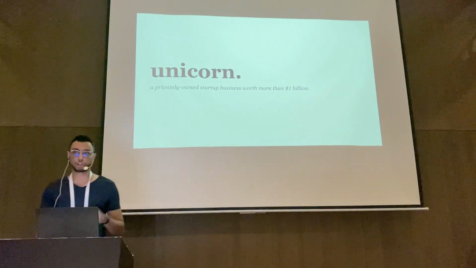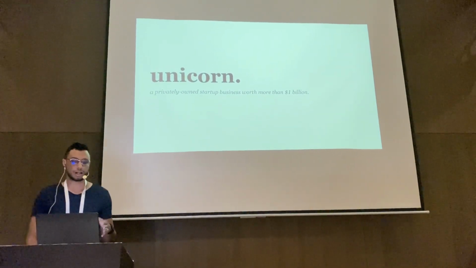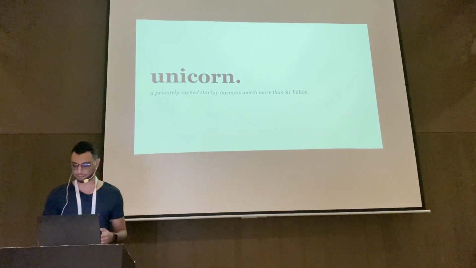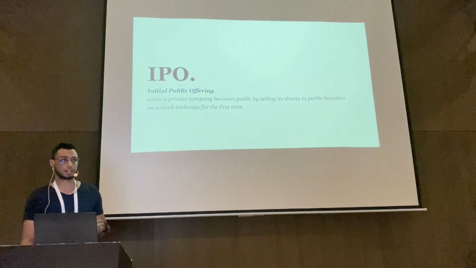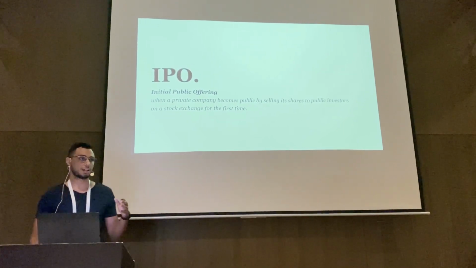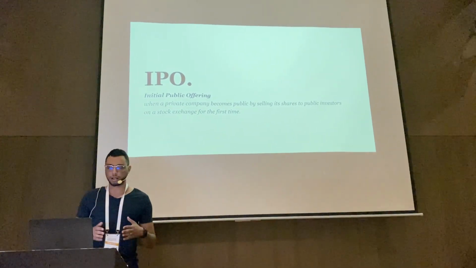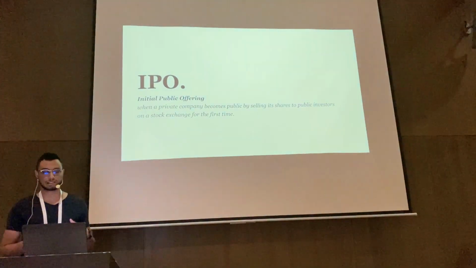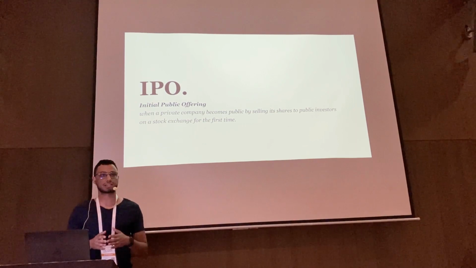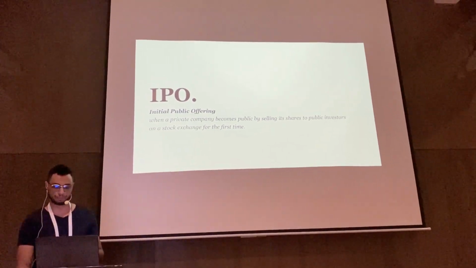So there is a unicorn, which is a privately owned startup business worth more than $1 billion. There is IPO, which is an acronym for initial public offering, which is when a private company becomes public by selling its shares to public investors, and this is through a stock exchange for the first time.